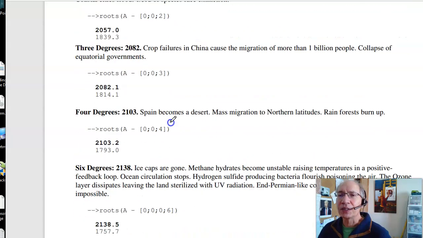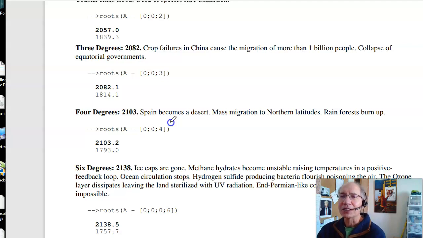3 degrees. At 3 degrees temperature rise, you start getting crop failures in China, and you've got over 1.5 billion people on the move. Collapse of equatorial governments, that's in the year 2082. About 59 years from now. I'm going to live to see that. At least you will, I may not.